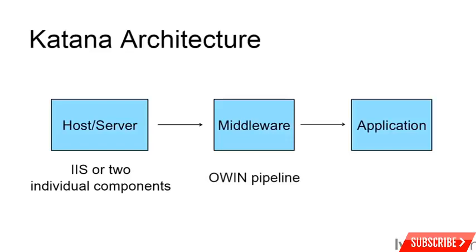For example, the reason that we're talking about OWIN and Katana right now is that our MVC application includes an authentication component that's a piece of middleware in the OWIN pipeline. This processes requests and authenticates users before forwarding the request to our main MVC application.